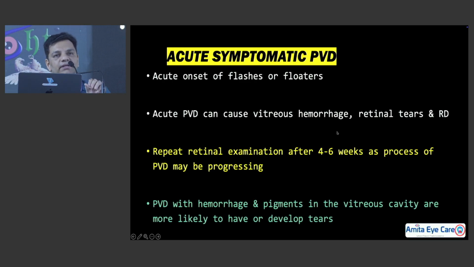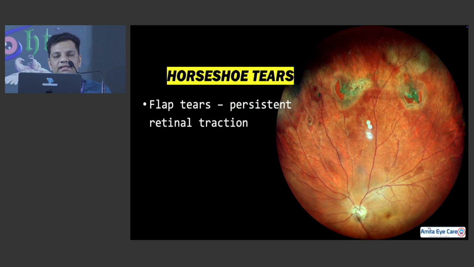When a patient presents to you with PVD, you need to keep calling them up frequently as the PVD may keep progressing. Slowly it will detach from the posterior, then go up till the periphery. So these are the horseshoe tears, which are flap tears. They have traction, so they are high risk. When you see them, you should always laser them, and they are high risk for developing retinal detachment.